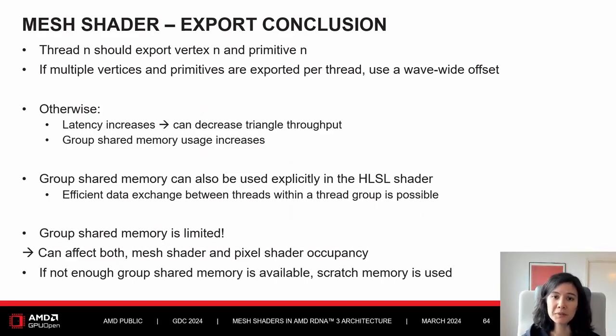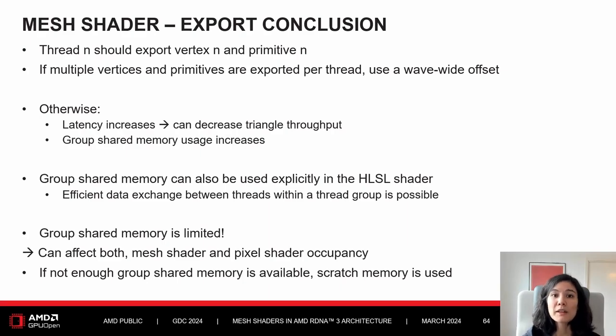To conclude the export section, we recommend that thread n exports vertex n and primitive n. And if multiple vertices and primitives are exported per thread, we recommend to use a wave-wide offset. Otherwise, the latency might increase, and this can decrease the triangle throughput. In our experiments, we've seen, depending on geometry and mesh shader complexity, a difference of up to 15%. Also, group shared memory usage is increased, which can have the side effect of limiting the maximum occupancy of your mesh shader.